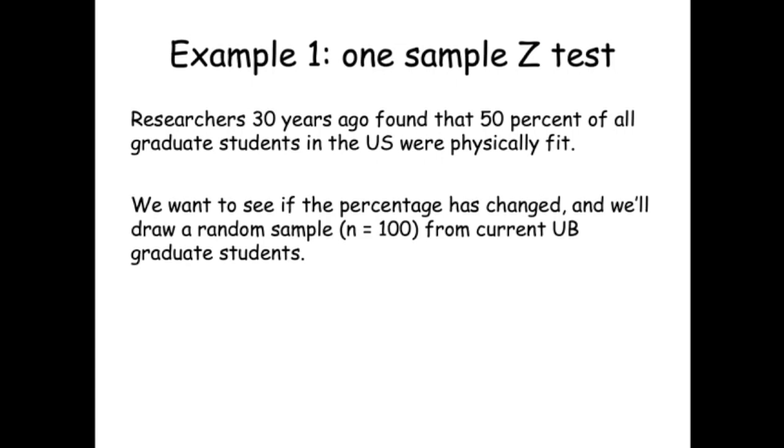Now for an example. 30 years ago, researchers reported that 50% of all graduate students in the United States were physically fit. We are studying physical fitness and would like to see if this percentage has changed since then. We'll draw a random sample from the population of all graduate students currently at the University at Buffalo.